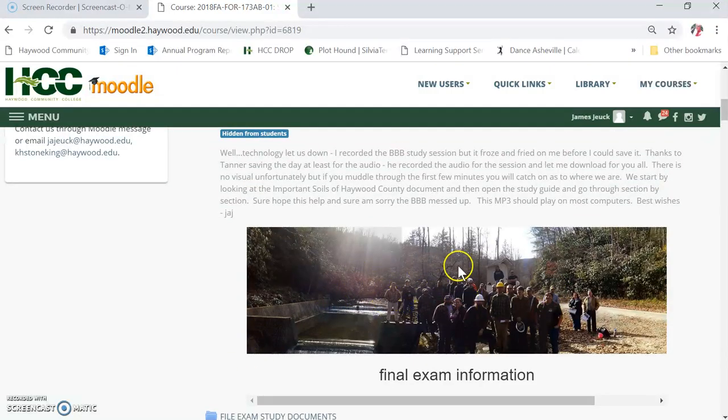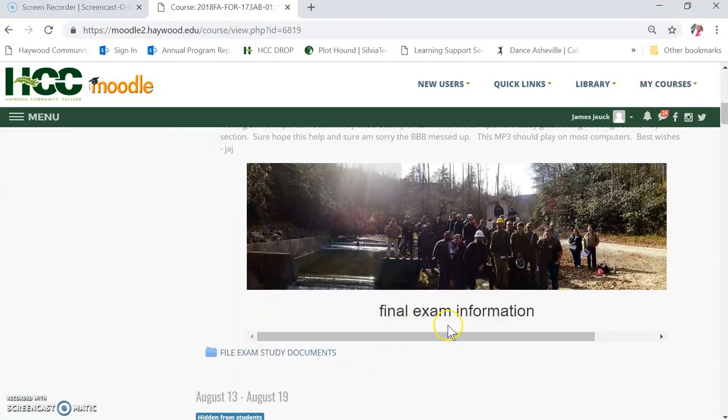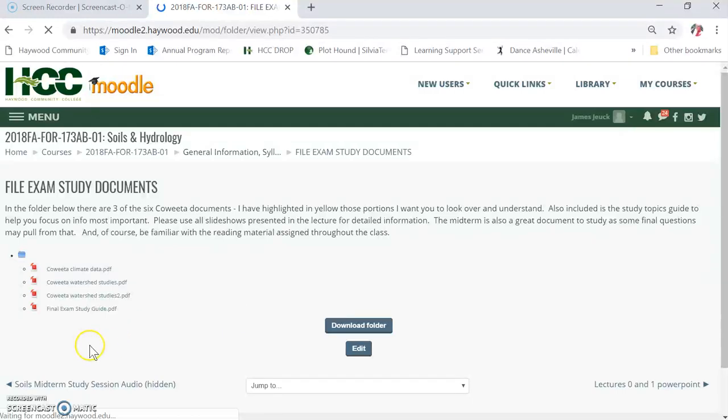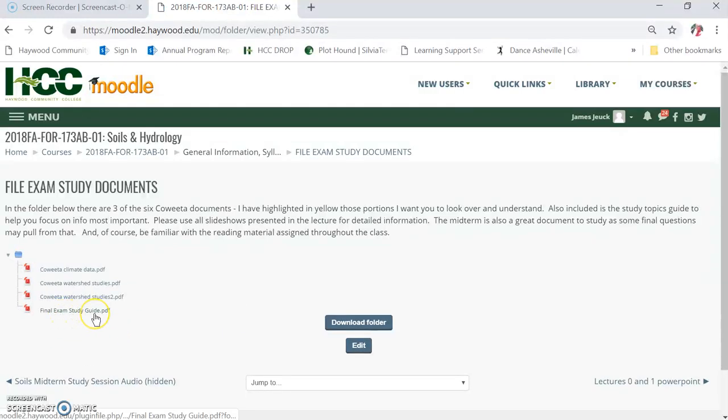So you get into the class and you basically scroll down to this lovely picture right here and you'll see final exam information. We have some documents in there. There's a study guide. You use that to go over the topics. All the slides that we've gone through in class are all fair game. There's also some information on the Coweta tour.